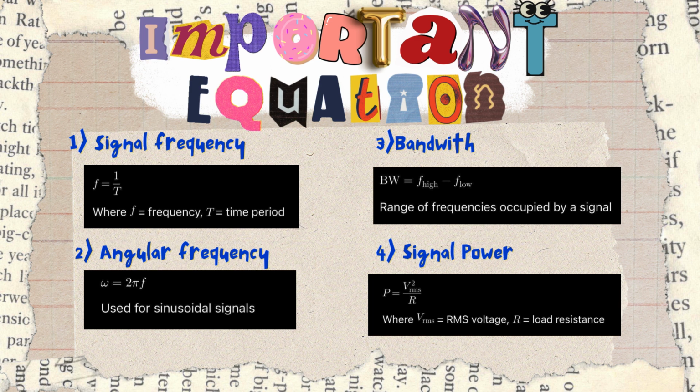Next is angular frequency. Angular frequency is equal to 2 pi times frequency. It is mainly used for sinusoidal signals in calculations. The third formula is bandwidth. Bandwidth is the difference between the highest and lowest frequency of a signal. It shows how much frequency range a signal uses. Next is signal power. Signal power is calculated using RMS voltage squared divided by resistance. It shows how much power is delivered to the circuit.